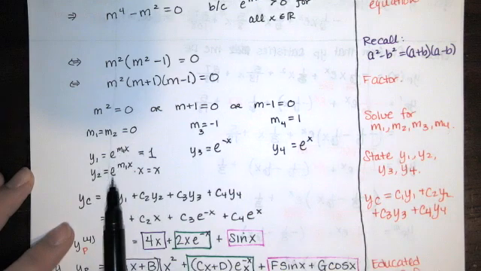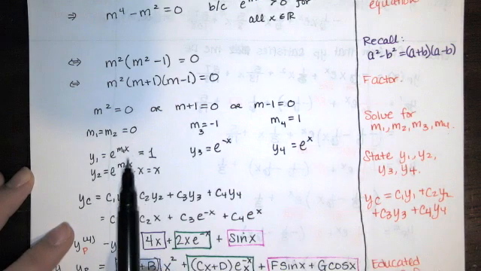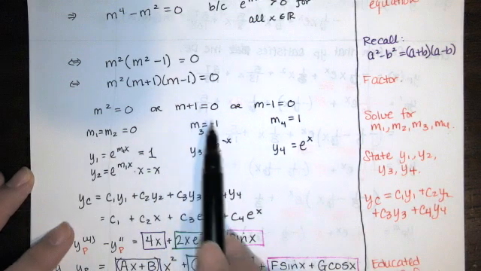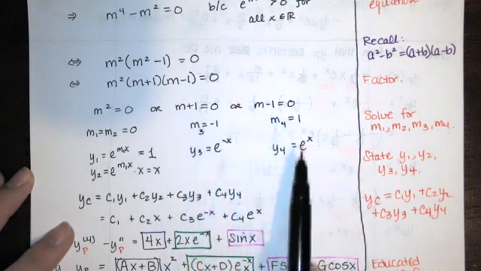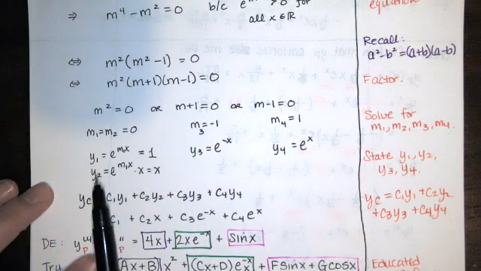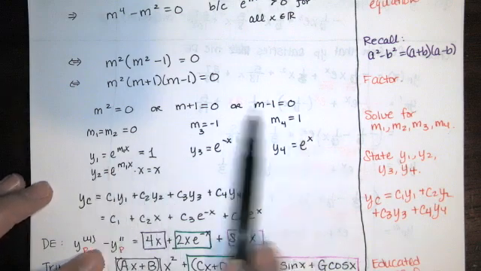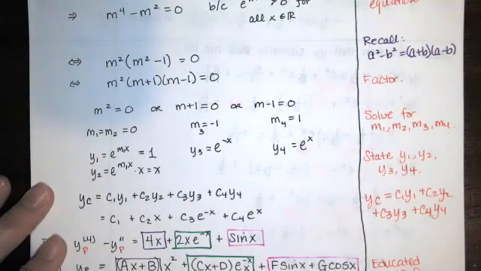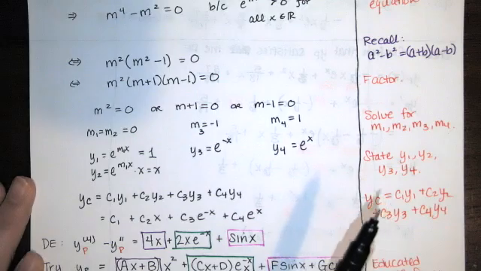The first one is e to the m1x. The second one is e to the m1x times an extra x. That's what we do every time we have a repeated root. Then you have the e to the m3x and e to the m4x there. And then y sub c is just what you get when you take each of these 4 functions, multiply them by constants, and add them together, and that's your complementary function.